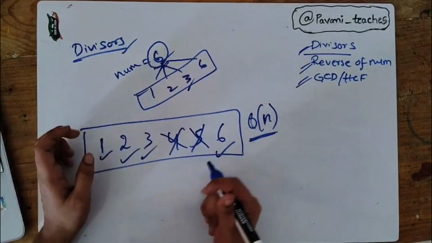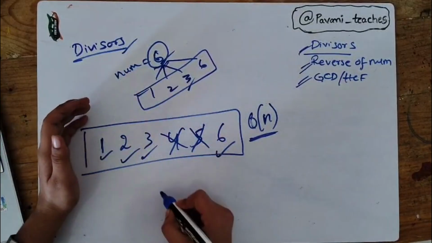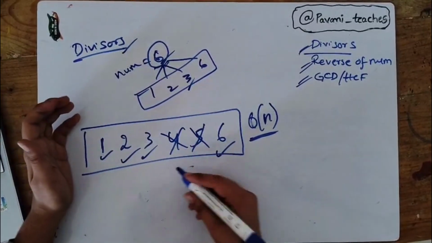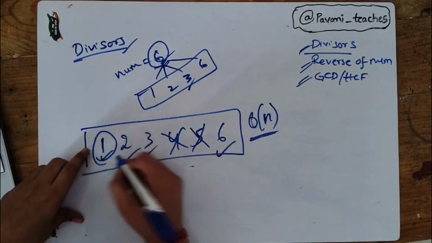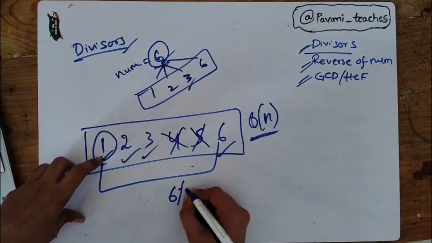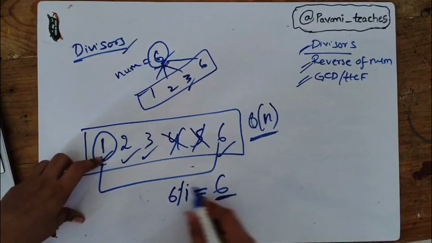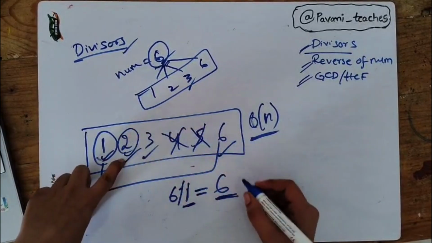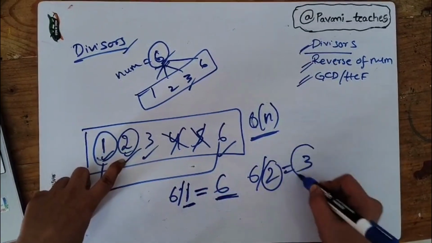To reduce this, we have another method, that is to check only up to the square root of the given number. Now I'll tell the logic. See, if we are checking 1, we are also getting 6, because 6 divided by 1 gives 6. That means we are getting two numbers, 1 and 6. If we take 2, 6 by 2 equals 3, so we get 2 and 3.